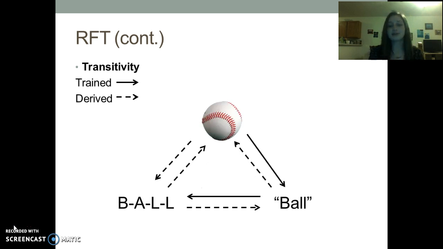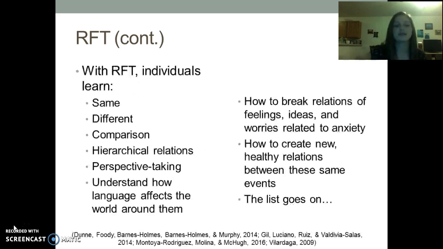Using the ball example, so the picture of the ball is the same as uttering the word ball. Uttering the word ball is then the same as the four letters B-A-L-L, and then those letters are also derived to be the same as the picture of the ball, and the picture of the ball is derived to be the same as the letters B-A-L-L.